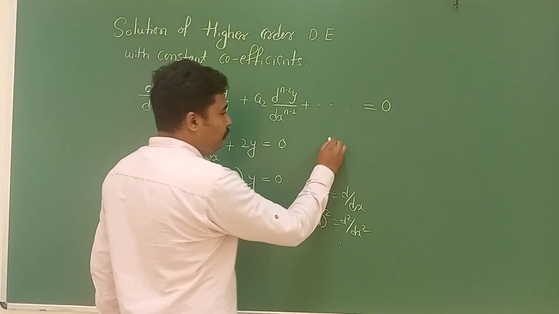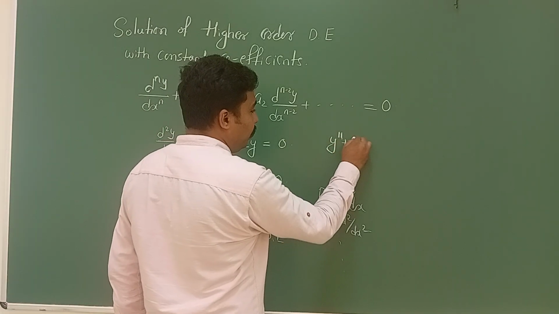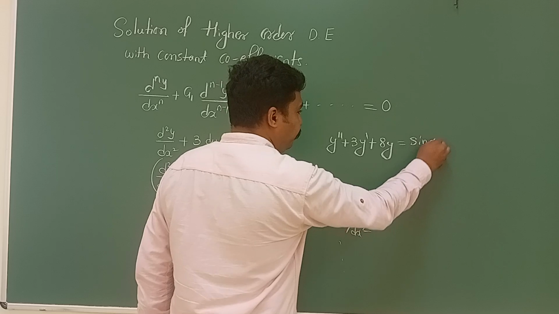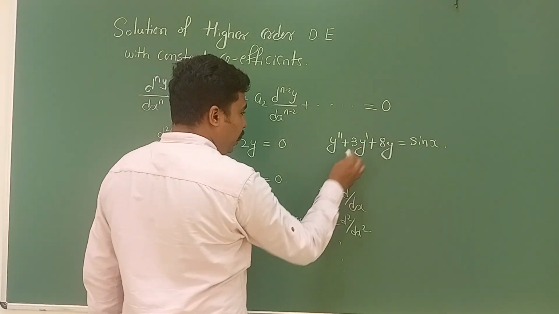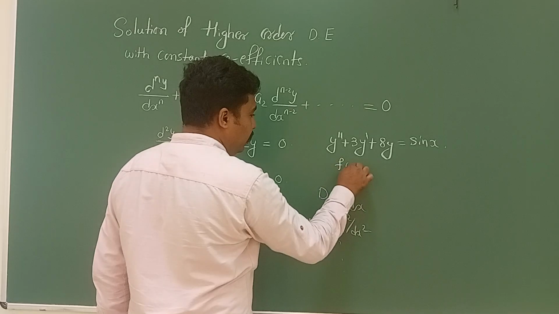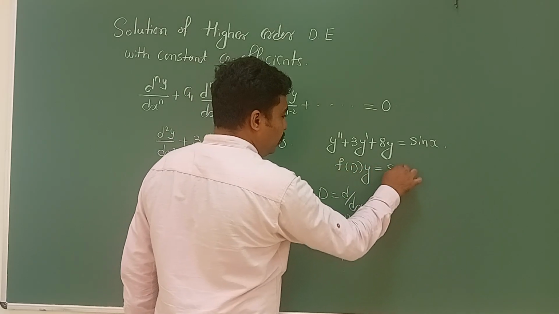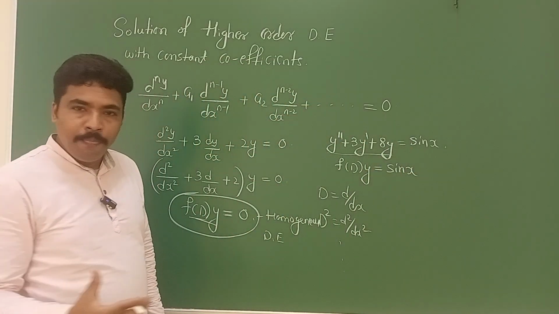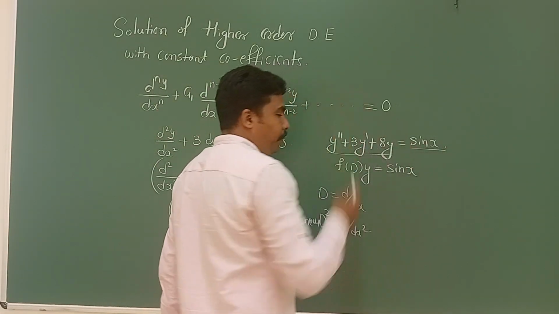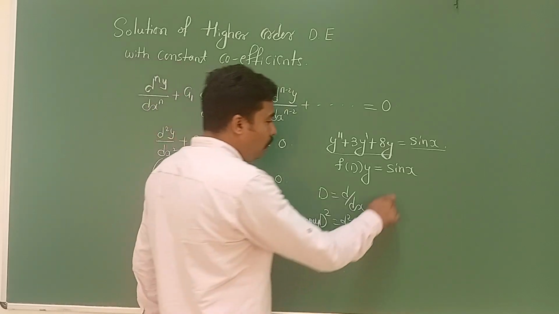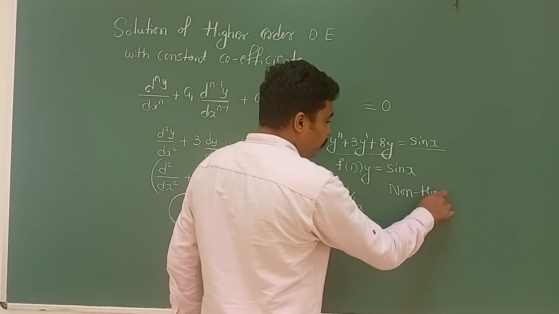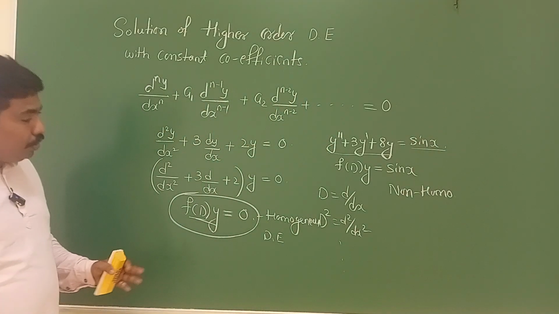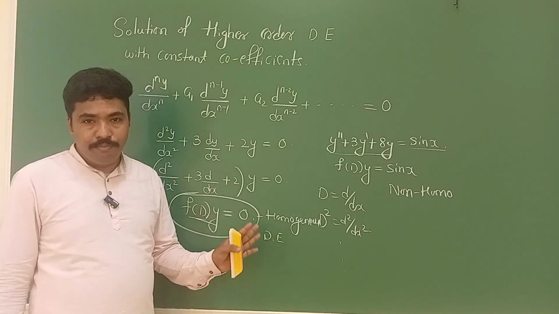Let me take one simple example: y double dash plus 3y dash plus 8y equal to sin x. Now if I take y common, it is in the form f of D into y equal to sin x. Now you see, all these terms are associated with y, and the sin x is free from y. Such differential equations are called non-homogeneous differential equations. And the solution of a homogeneous differential equation is always simple.